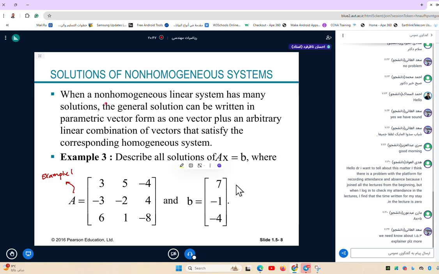Look at this example. When a non-homogeneous linear system has many solutions, so now we are talking about non-homogeneous, this means that for the homogeneous, we have this equation, Ax equals 0. But for the non-homogeneous, we have this one, Ax equals b, not 0.